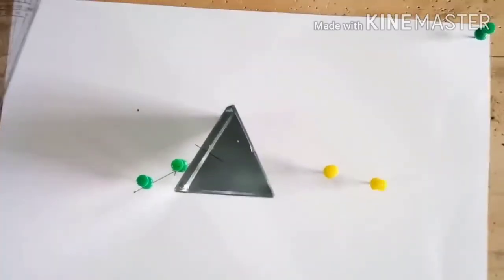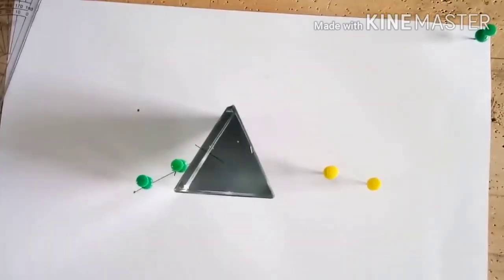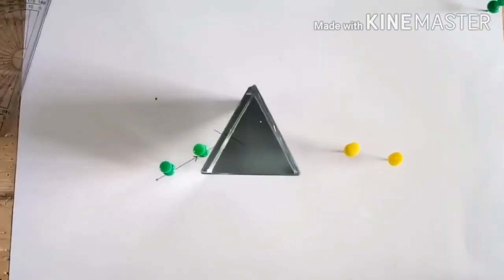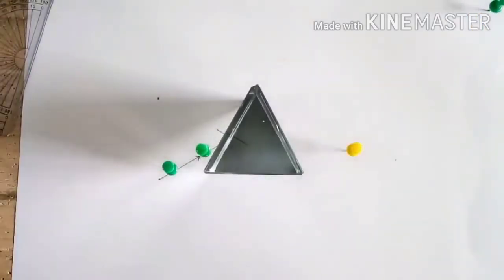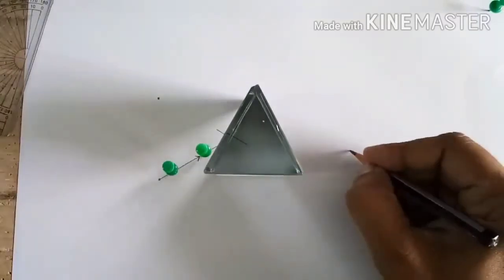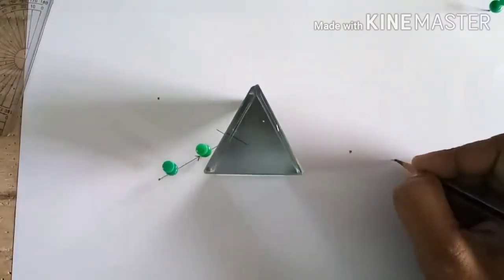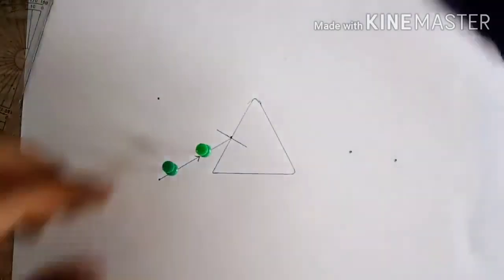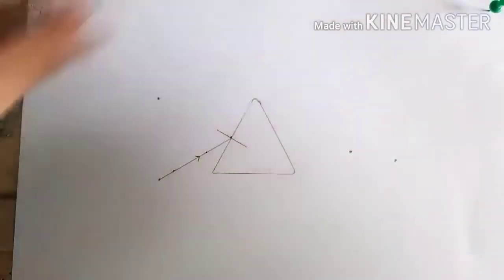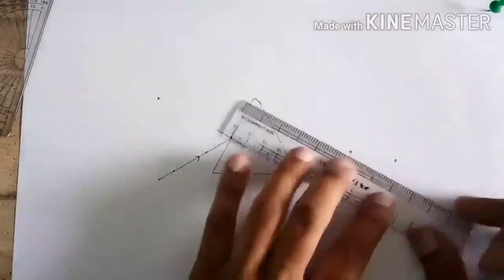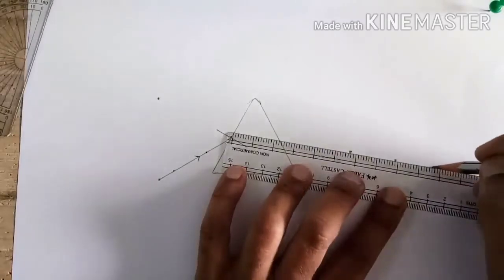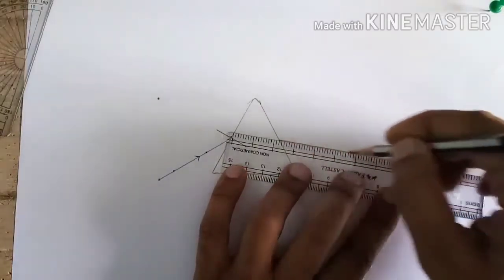Now what we are going to do is mark these two places. So I am going to remove these pins. Now we'll put the prism aside. Now no need of these pins also. These 2 points join with a straight line over here.